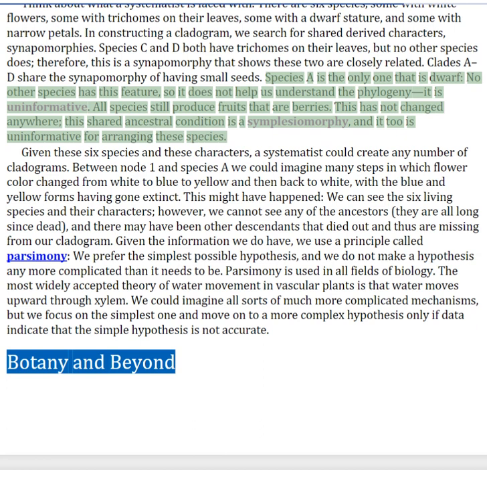Species A is the only one that is dwarf. No other species has this feature, so it does not help us understand the phylogeny. It is uninformative. All species still produce fruits that are berries. This has not changed anywhere. This shared ancestral condition is a symplesiomorphy, and it too is uninformative for arranging these species.